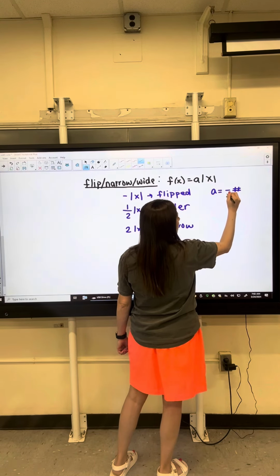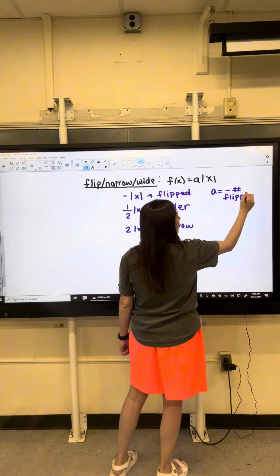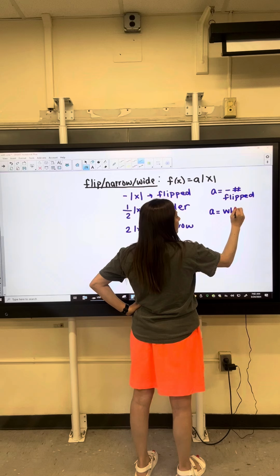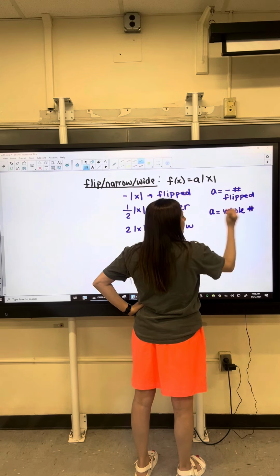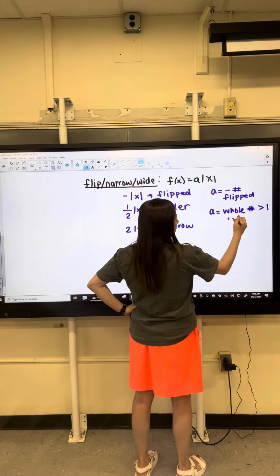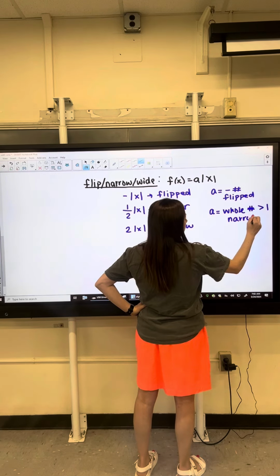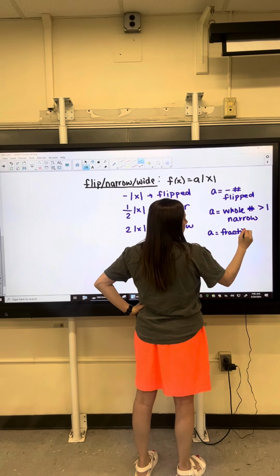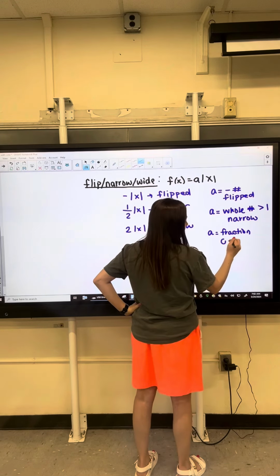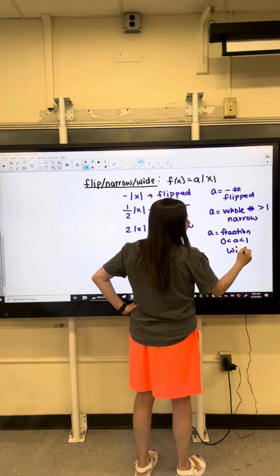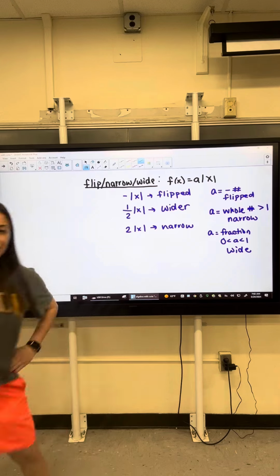If a is a negative number, it's going to be flipped. If a is a whole number, it's going to get narrow. So a whole number greater than 1, 2, 3, 4, 5, 6, whatever. And then if a is a fraction, so in between, a fraction less than 1, let's say, then it's going to get wider. So a little bit fatter. The graph is going to get fatter. Okay? And that's transformations.